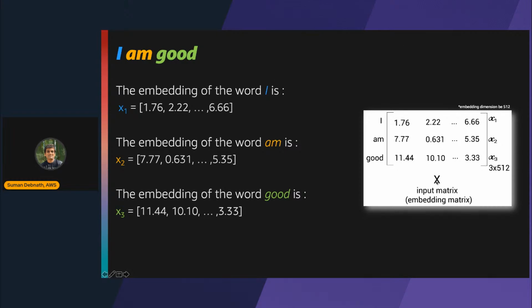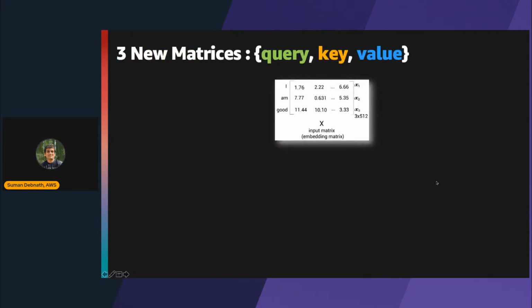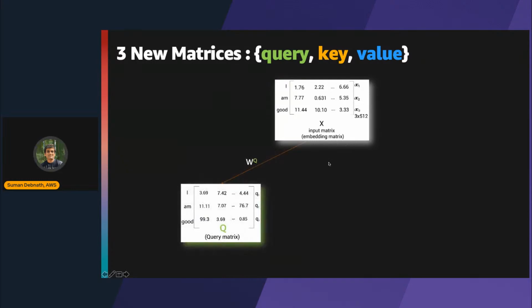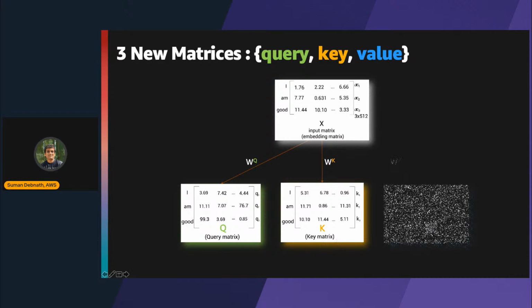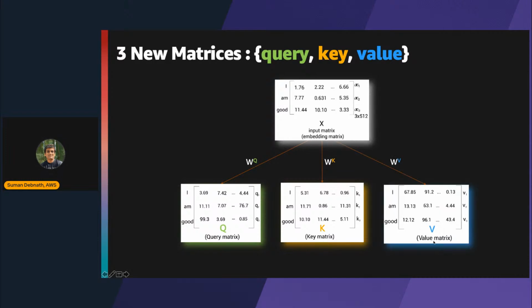What we do next is create 3 different matrices from this input matrix. We don't know why we are creating these yet, but just assume that we are going to create 3 different matrices, and we will call them the query matrix, key matrix, and value matrix. This is our input matrix, as we have just seen. We will create a query matrix Q, another matrix called key matrix K, and another called value matrix V.